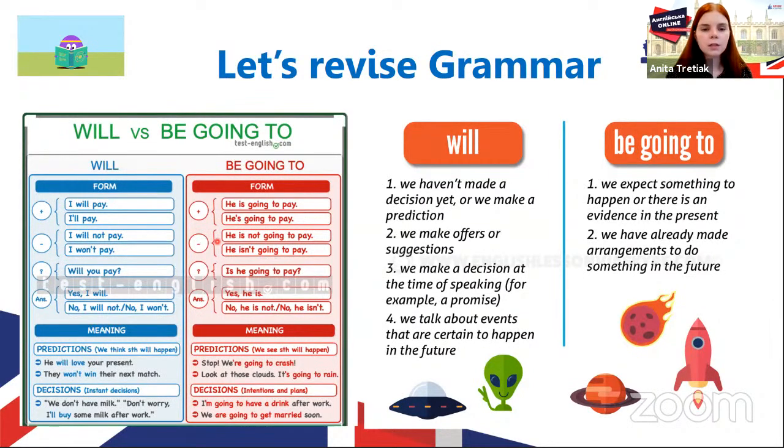He is not going to pay. What do we have here? Everything's the same, but you just need to add the word not here. So it's not so difficult. Just try to remember this. Adding not everywhere. He is not going to, I am not going to, we are not going to, and so on. And of course, don't forget about contractions.